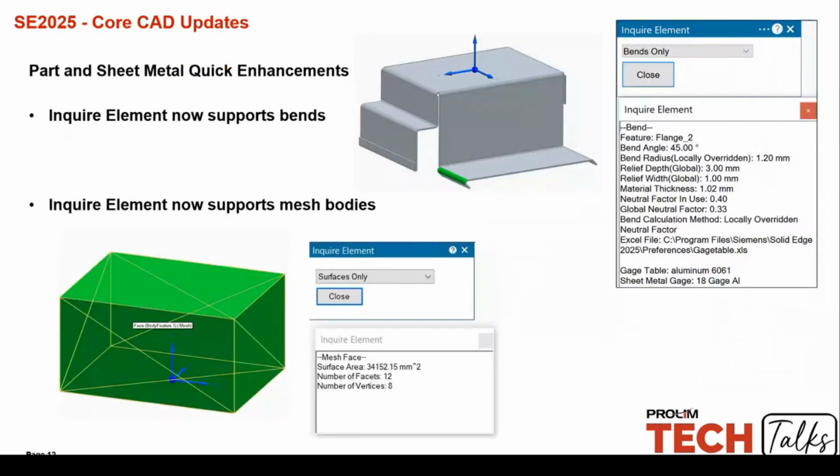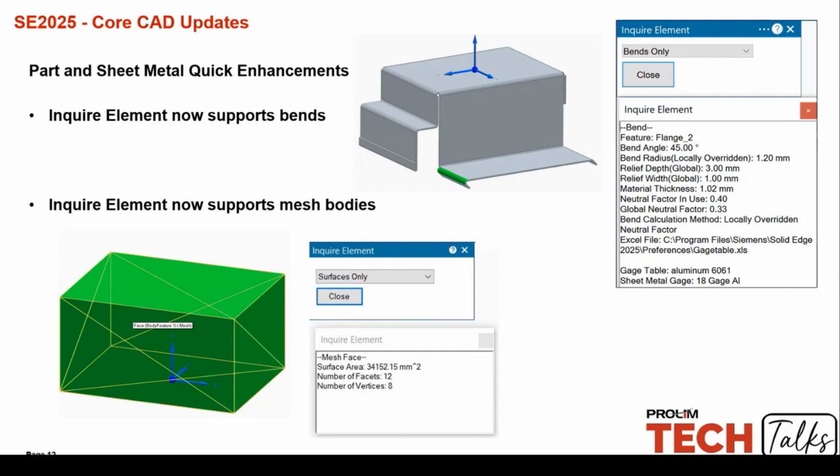Inquire Element now supports bends as well. So we can use this Inquire Element tool to look at these bend calculation methods that are being used with the bends only option selected. It reports the bend calculation method and its value. So that's pretty helpful. And if it has been overridden at the feature level, you get some designations there to identify how it was processed.